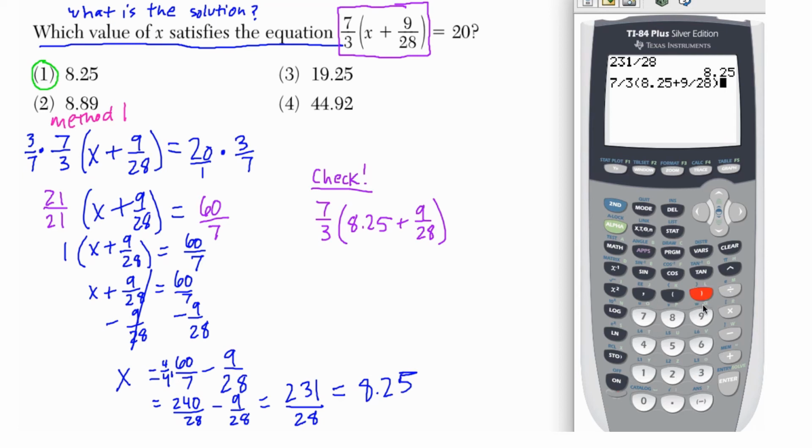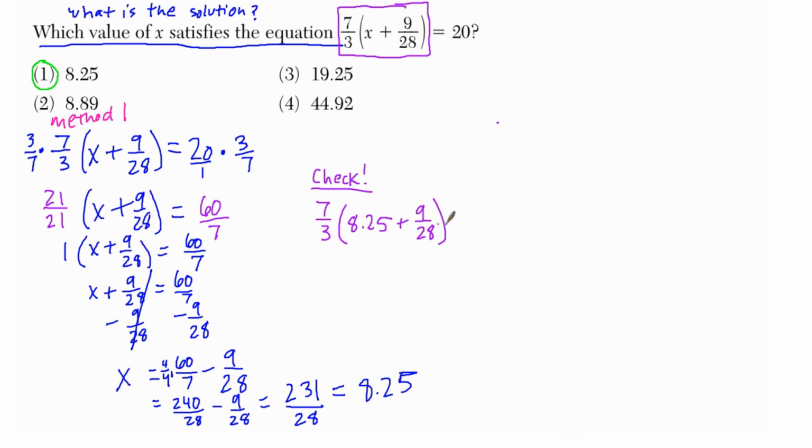And I'm going to close my parentheses. I'm going to hit enter, and I want the value to be 20. And it is. So this checks out. Our answer is correct. Okay? So if you're satisfied with that, you can stop the video.